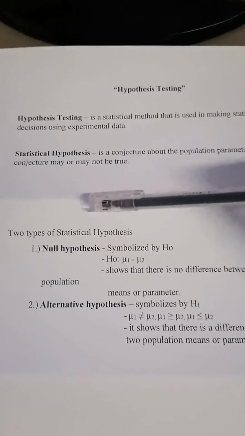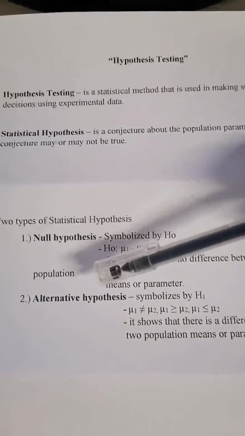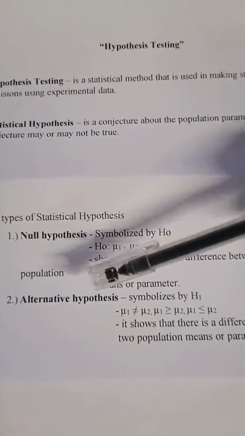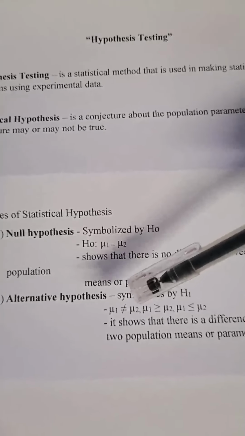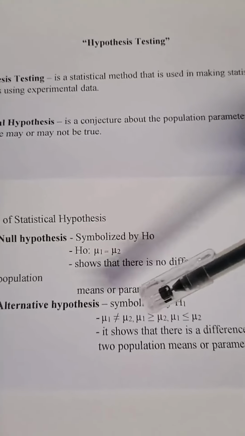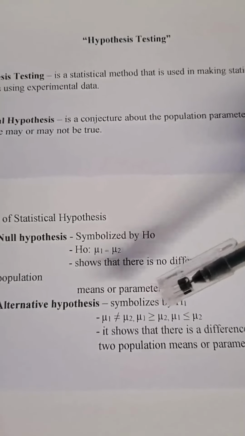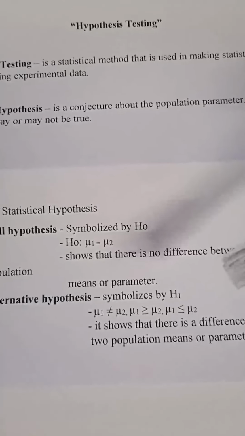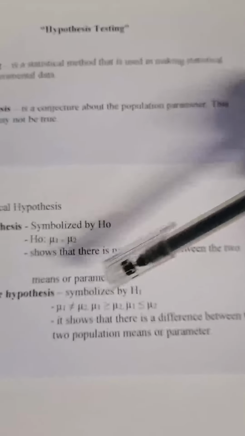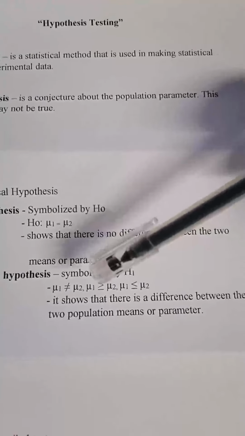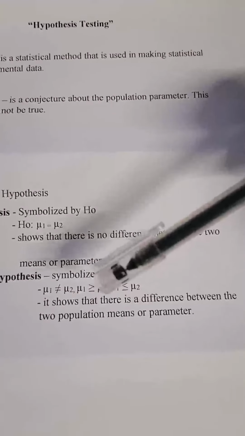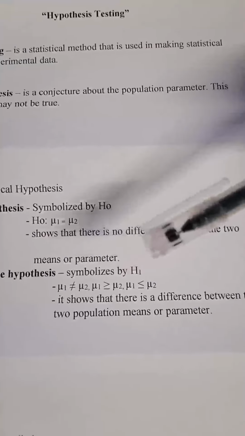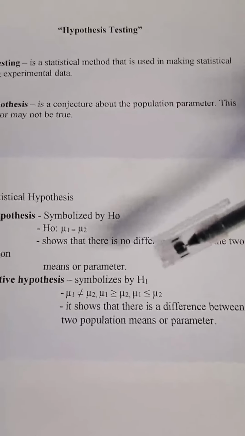The second type of statistical hypothesis is the alternative hypothesis, which is symbolized by H1. When we say alternative hypothesis, mu sub 1 and mu sub 2 are not equal, or mu sub 1 is greater than mu sub 2, or mu sub 1 is less than mu sub 2. So when we say not equal, greater than, or less than, it shows that there is a difference between the two population means or parameters.